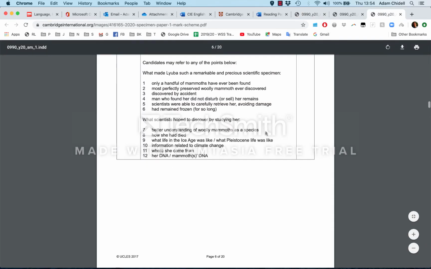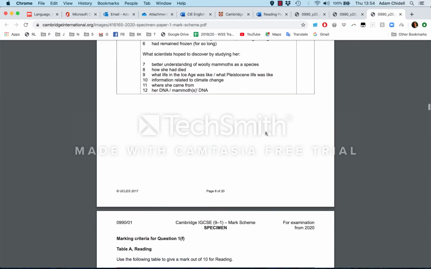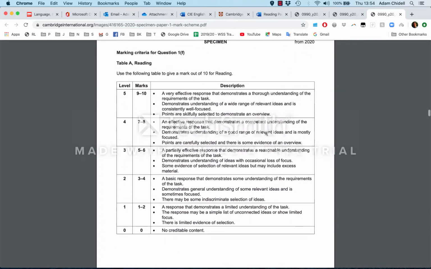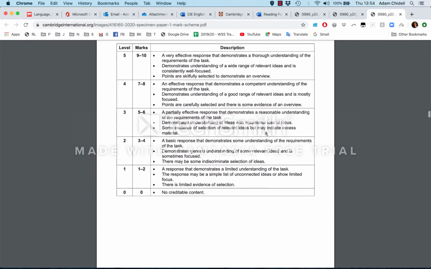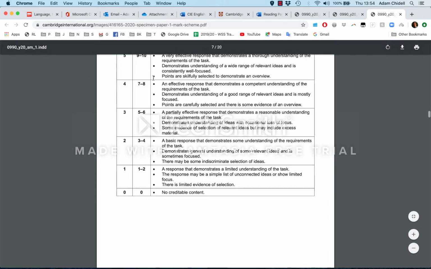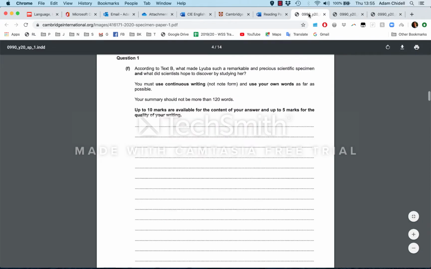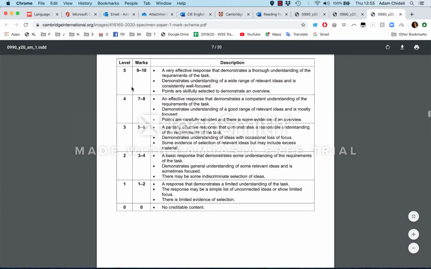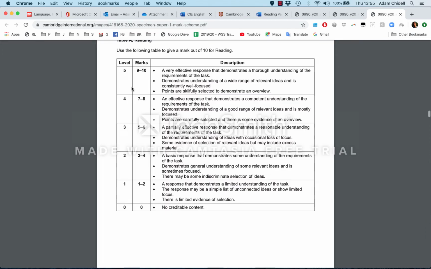Right, let's have a quick look again back at the mark scheme, and you will see that this is what the examiner will decide your mark based upon. Now, to get into this top band, so to get 9 or 10 out of 10 for your reading, in other words, for your identification of the key points relevant to the question, it says a very effective response that demonstrates a thorough understanding of the requirements of the task, demonstrates understanding of a wide range of relevant ideas. Now, that's why we don't necessarily need 10. I think from what CIE have said, 8 would count as being a wide enough range to access that top band. And it says points are skillfully selected to demonstrate an overview.